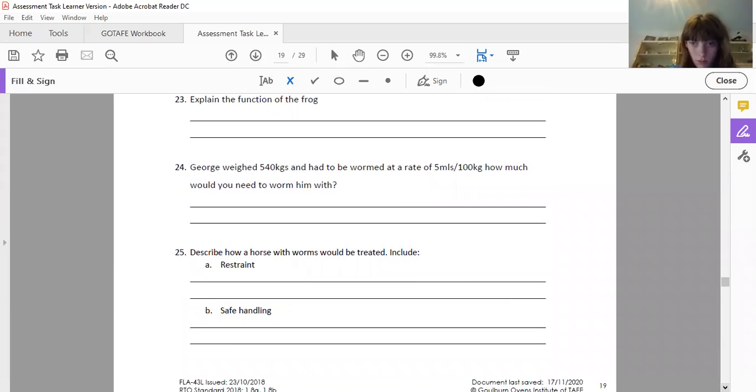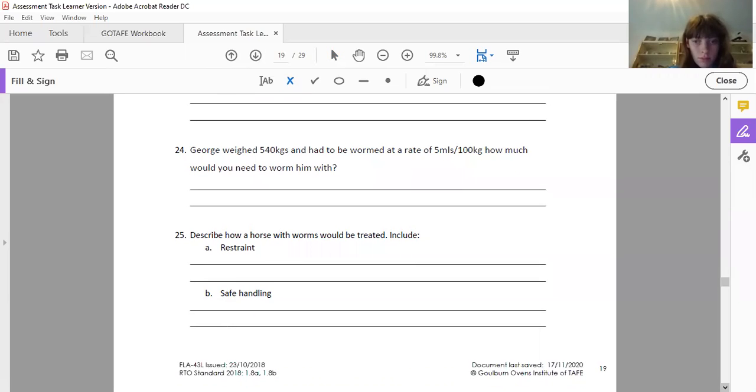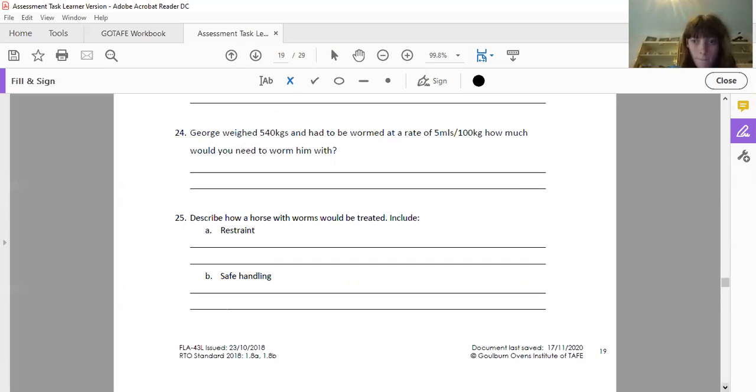24, a little bit of maths. So George weighs 540 kilograms and he had to be wormed at a rate of 5 mils per 100 kilograms. So how much do we need to worm him with? So we're timesing our 5 mils by our 540 kilograms to give us an idea of how much he should be getting. Sorry, 5 mils per 100 kilograms. So we need to work out for the 540 how many lots of 100 kilograms that is, and then times that by our 5 mils to come up with that figure.